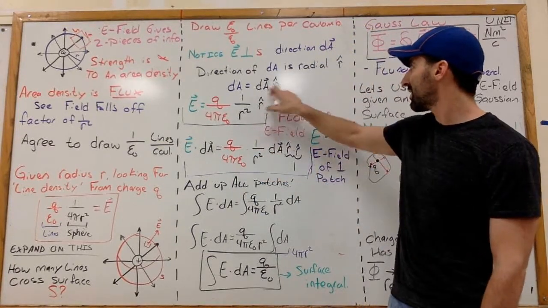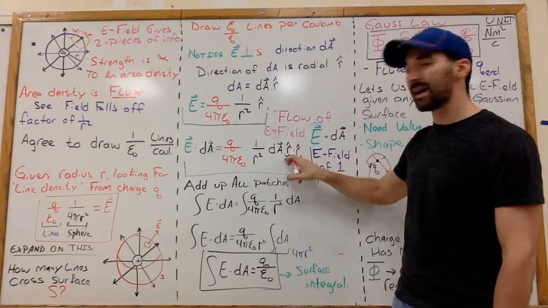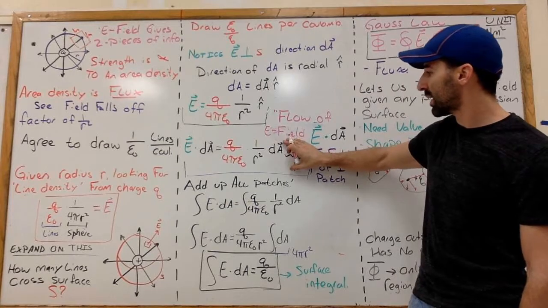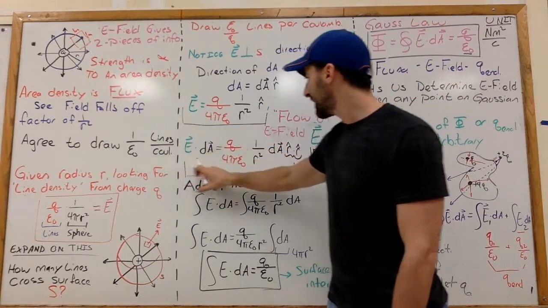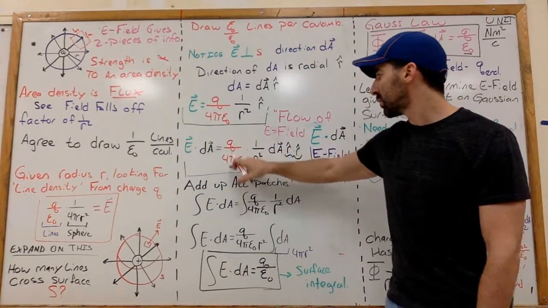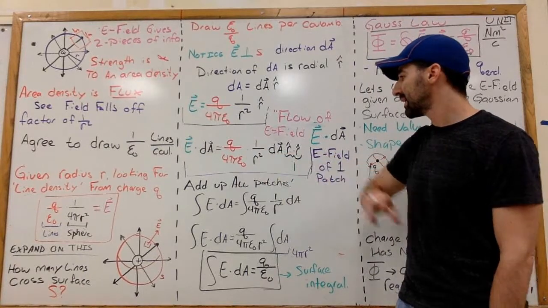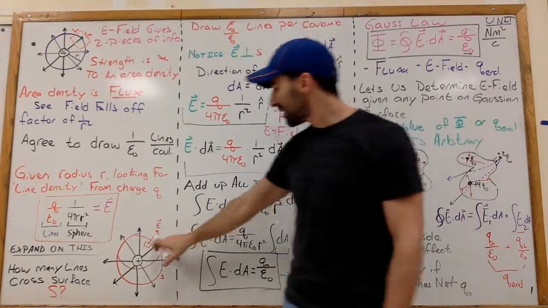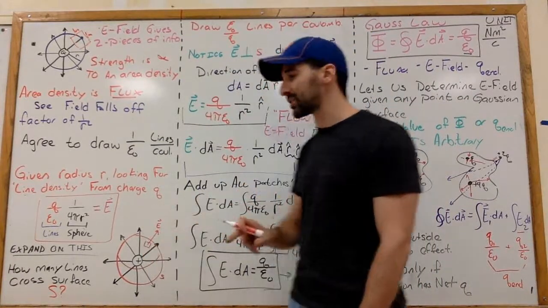And now I have my r hat, dot r hat. I know a unit vector dot a unit vector is just 1, so that's going to go away. And now I have E dot dA is equal to Q over 4 pi epsilon naught, 1 over r squared, dA. That is my electric field for that single patch.